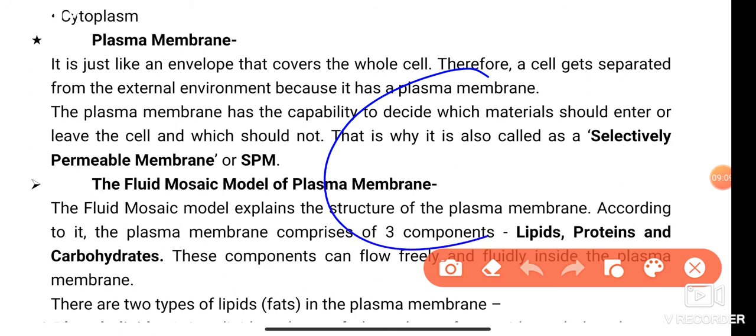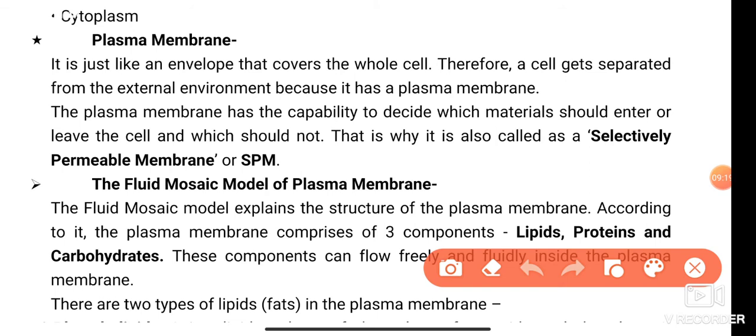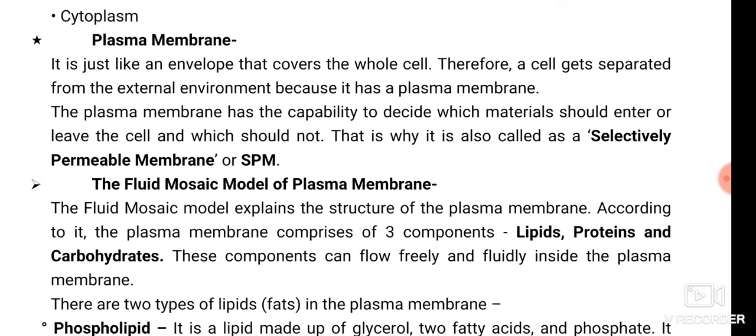You know that a cell has the outer boundary. This boundary is known as plasma membrane or cell membrane. The plasma membrane has a capability to decide which material should enter or leave the cell and which should not. That's why it is called selectively permeable membrane or SPM. That means it can pass particles through selectively. That's why it is called semi-permeable membrane.